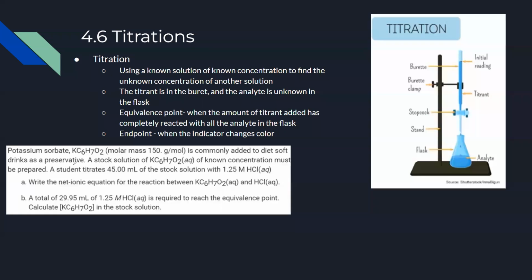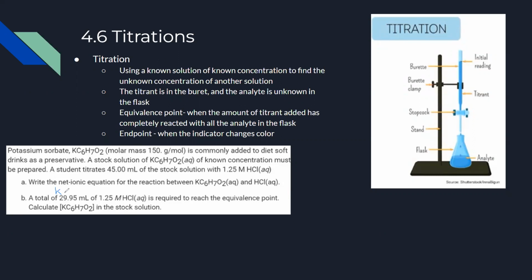Potassium sorbate, KC6H7O2, with a molar mass of 150 grams per mole, is commonly added to diet soft drinks as a preservative. A stock solution of KC6H7O2 of known concentration must be prepared. A student titrates 45 milliliters of the stock solution with 0.125 molarity HCl. Write the net ionic equation between KC6H7O2 and HCl. So let's do that here.